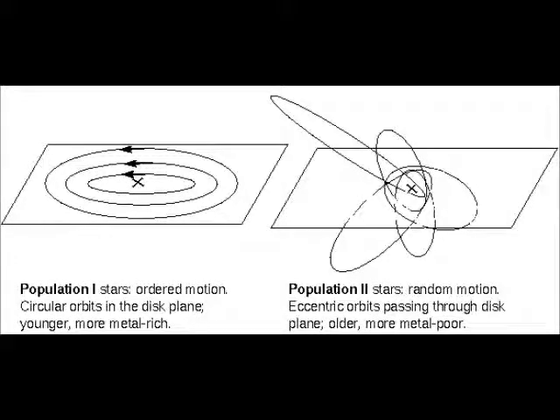Another feature of our galaxy is about the star population. There are population 1 stars, which are young stars in ordered motion along the galactic disk. Then there are population 2 stars, which are older stars with random motion and with orbits very, very tilted with respect to the galactic plane. Then astronomers are seeking population 3 stars that could be the very progenitors of all the stars in our galaxy.